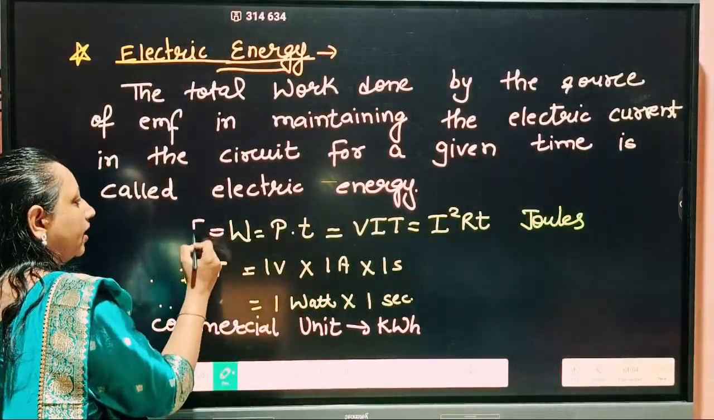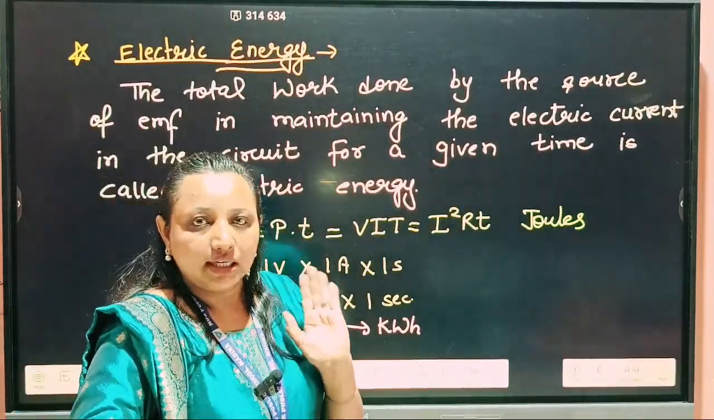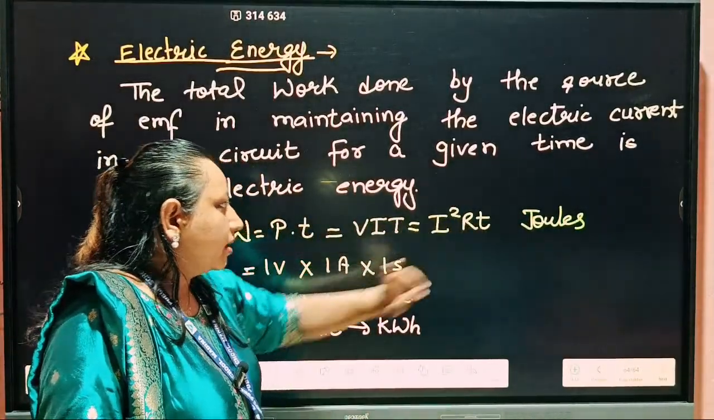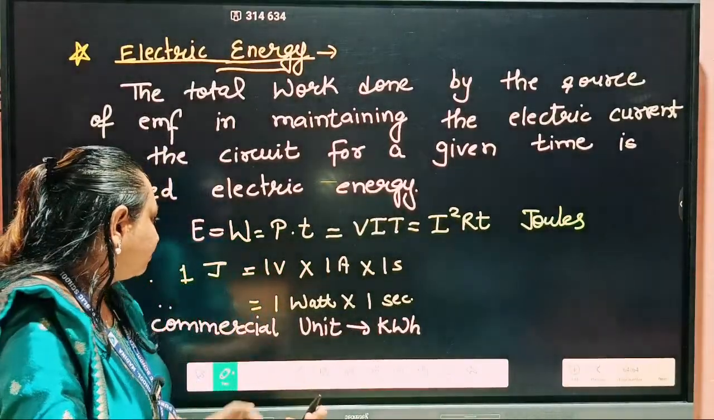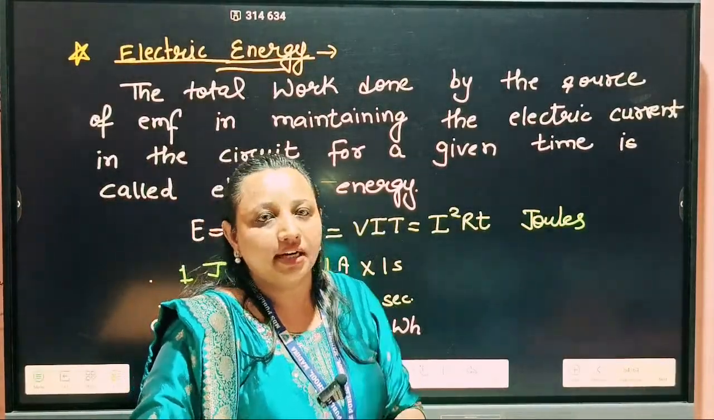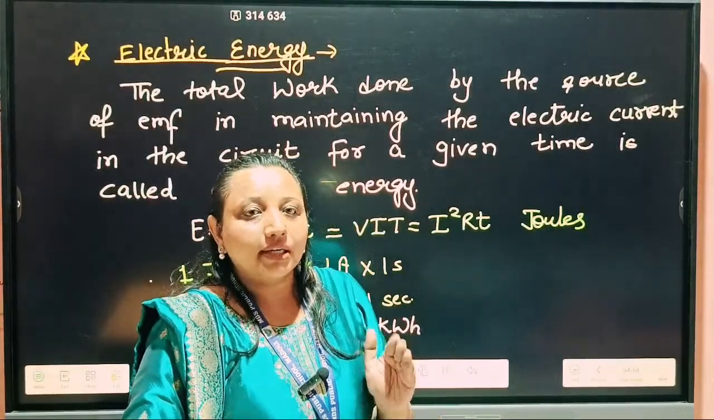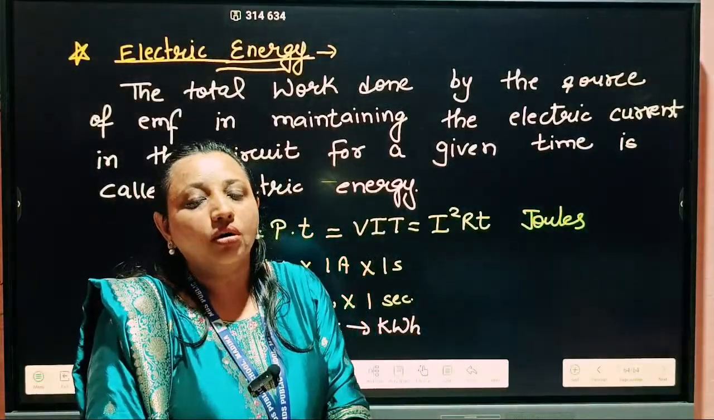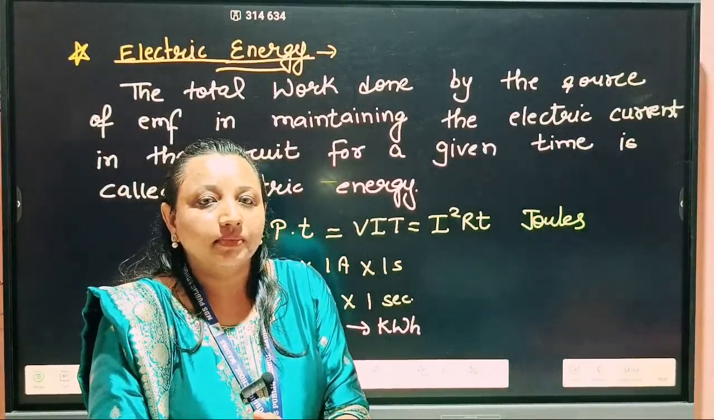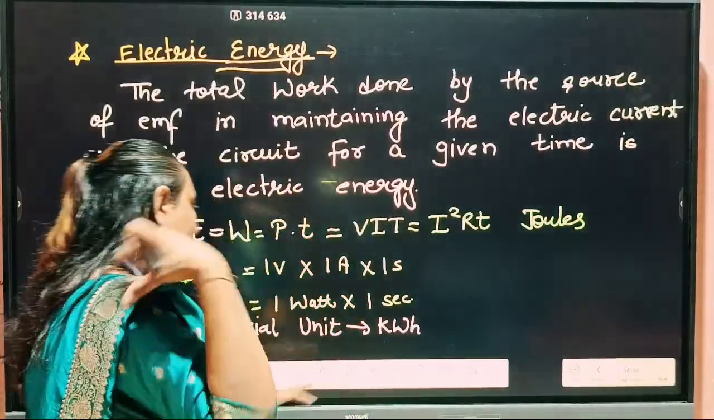It is equal to work done, that is power into time. We use the three formulas which we discussed in power: VI multiplied by T, I square R multiplied by T, V square by R multiplied by T. The SI unit of electrical energy is joule. Any energy, whether kinetic energy, potential energy or electrical energy, has the same SI unit, that is joule. But every energy has its own practical or commercial unit. Like in case of heat energy, its practical unit is calories. But in case of electrical energy, its commercial unit is kWh, kilowatt hour.